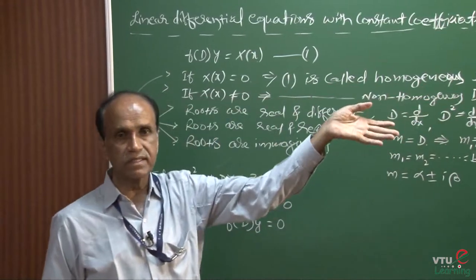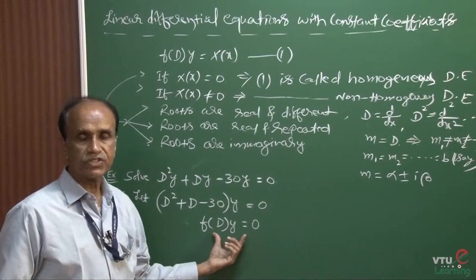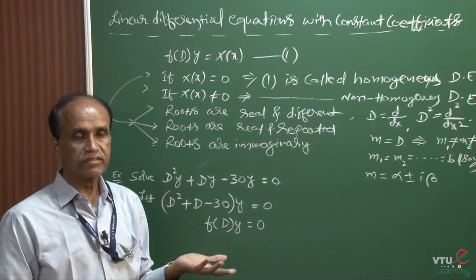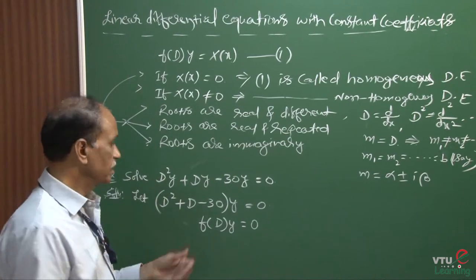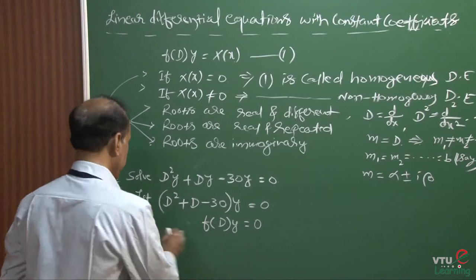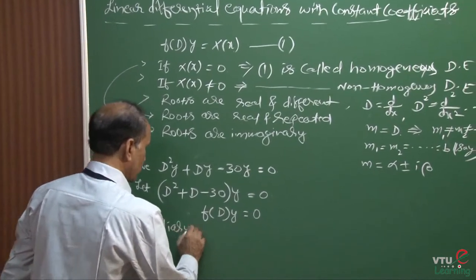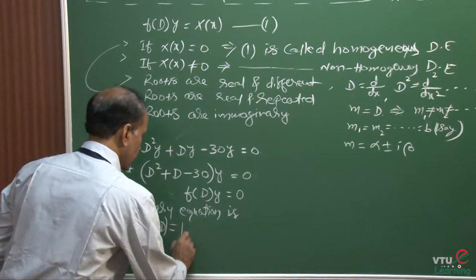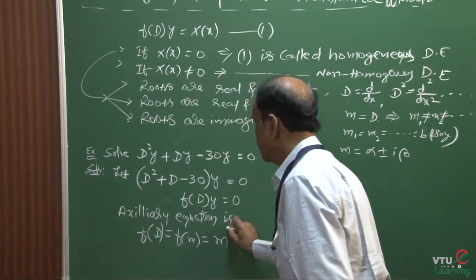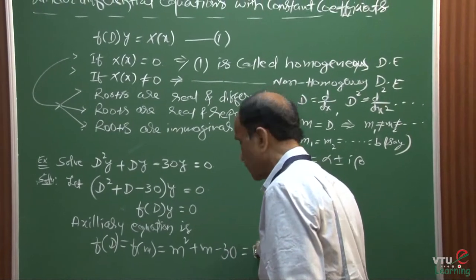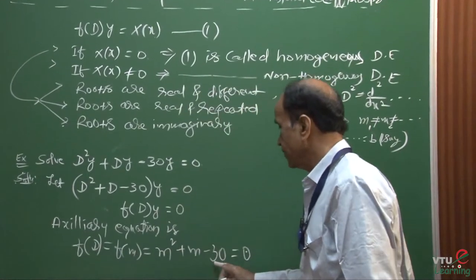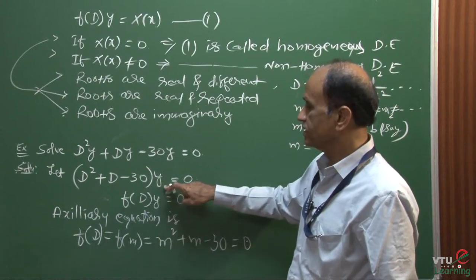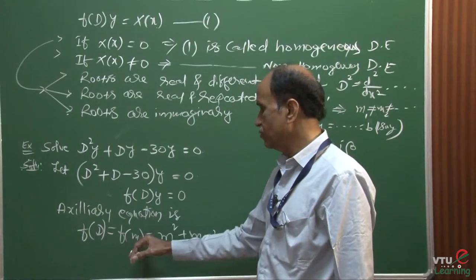I told you that if the right side is 0, then you get the differential equation which is called a homogeneous differential equation. We have to write, for the existing differential equation, f of D in terms of f of m, that means replacement of D by m. Auxiliary equation for this is f of D equal to f of m equal to m square plus m minus 30 equal to 0. You do not take this y, you write only f of D, and in place of D you replace m.